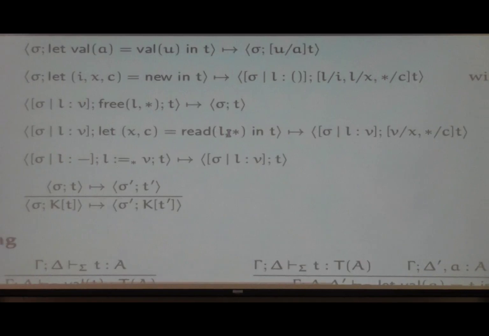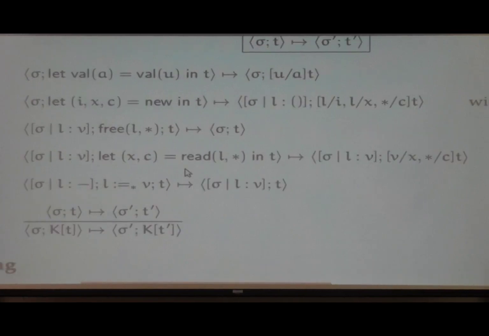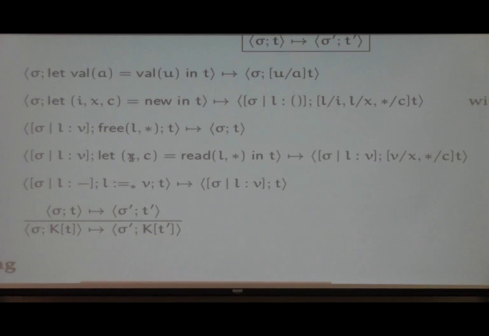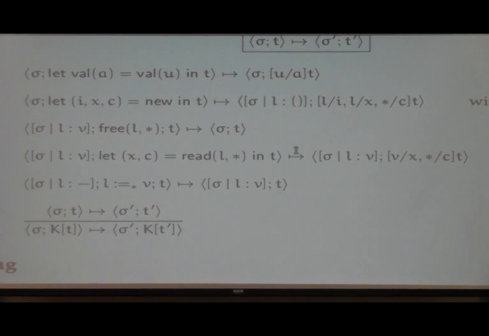And something similar happens with the dereference rule. So when we read from a location, we're going to say, okay, here's this variable x. We're going to bind the contents of this location, which are v, to this variable x, and then we'll perform a substitution. So the heap doesn't change when you do a read, but we do bind the contents of that location to a variable.